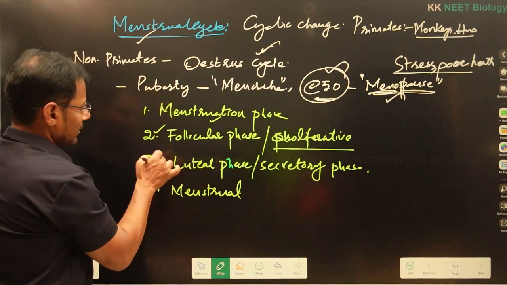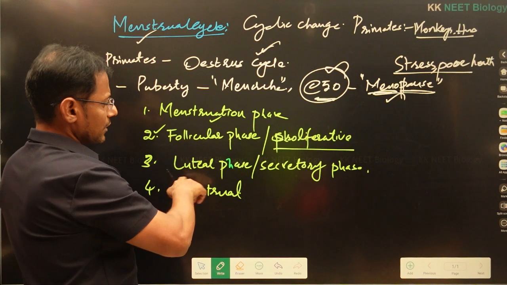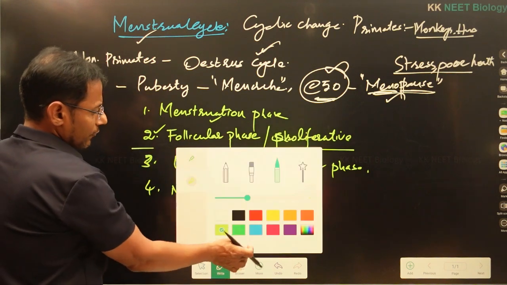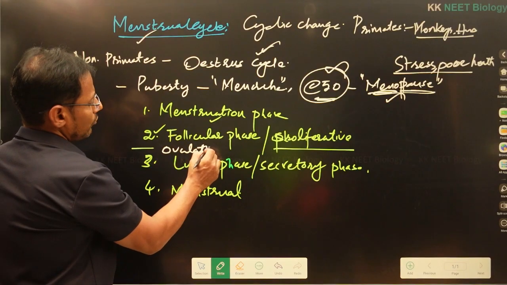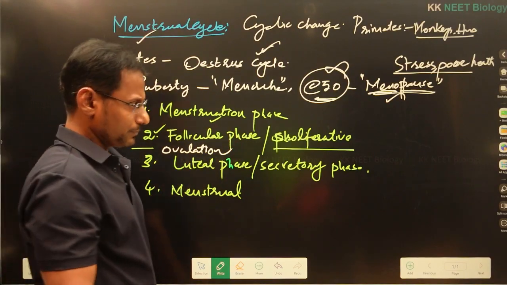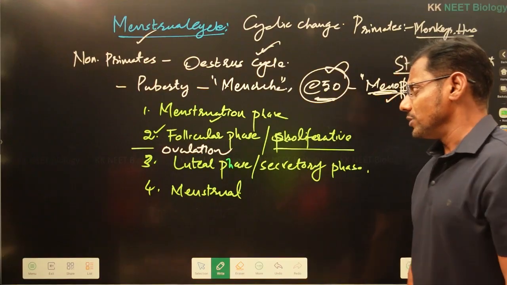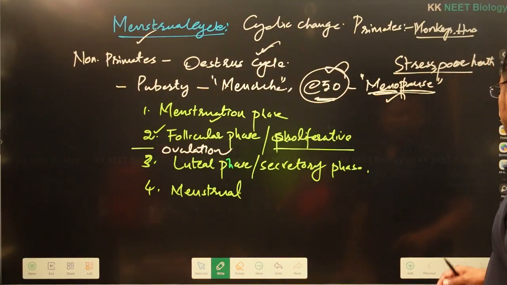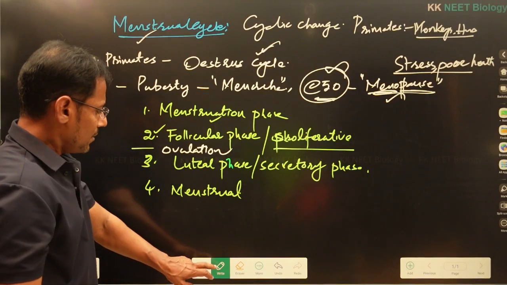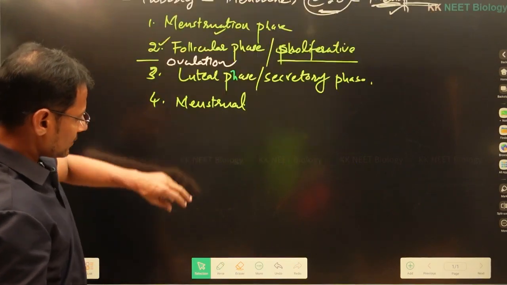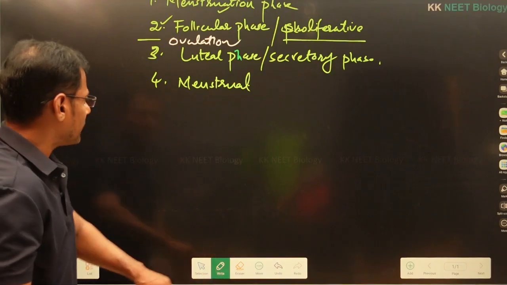Here in between the follicular phase and the luteal phase, you can find one more phase, that is ovulation, or else we can say ovulatory phase. Right, let's discuss one by one. The first phase is the menstrual phase. What happens in the menstrual phase? What are the changes taking place in the menstrual phase? We'll see that.